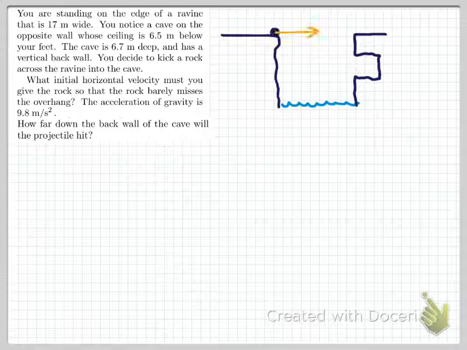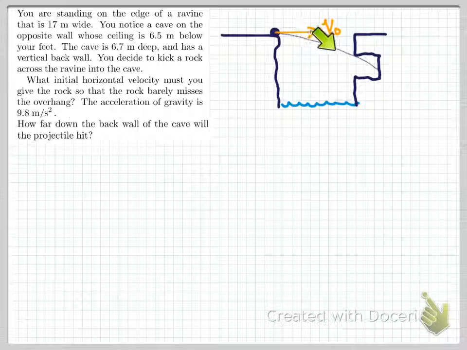And then I know that I'm going to have a rock, and that rock is going to be kicked, and so it doesn't explicitly lay it out. And again, that's another tricky part about this problem. But it's kicked horizontally off the edge of this side of the ravine. And of course, gravity is going to pull it down, and so it's going to follow that parabolic shaped trajectory. And so the overhang into the cave is what you want it to just barely miss, and then it strikes this vertical wall, and you'll want to figure out how far down this wall it hits.